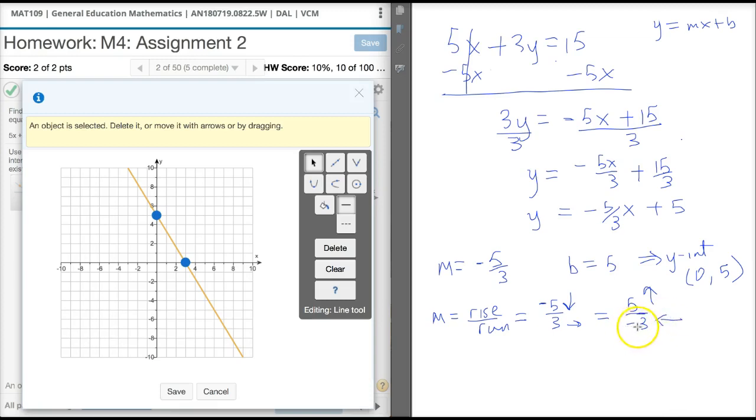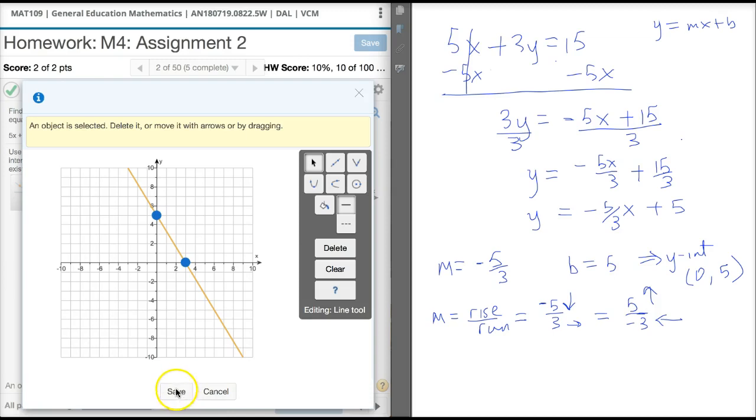And running in the negative direction will be going to the left, okay? So starting from this point here, we could go up 5 units, 1, 2, 3, 4, 5, and then run negatively to the left 3, and you see that we have another point on that graph, okay?